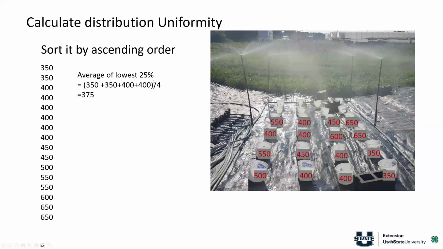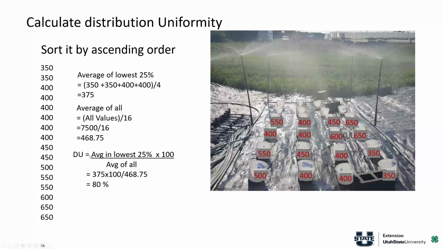And then the average of the lowest 25%. There are 1, 2, 3, 4, 5, 6, 7, 8, 9, 10, 11, 12, 13, 14, 15, 16 containers. So the lowest 25% would be 4 containers: 350, 350, 400, 400, and you divide the sum by 4. It's 375. Now you average all the values. It's 468.75. Now you calculate distribution uniformity as 375 times 100 divided by 468.75, and it is exactly 80%. So that is your distribution uniformity.